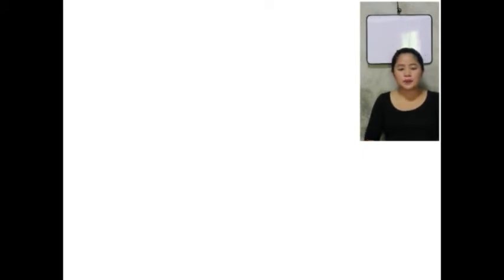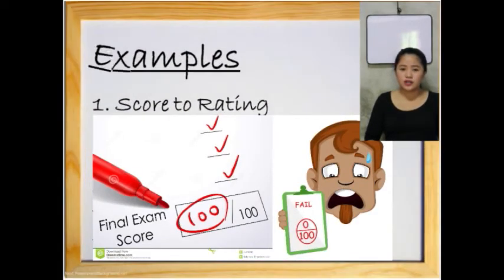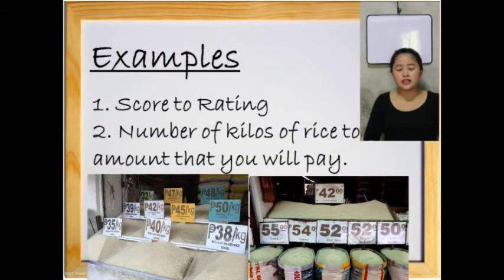So one good example is the score to rating. If you get a high score, of course, it will result in a high rating. But if you get a low score, it will also result in a low rating. The next example is the number of kilos of rice to the amount that you will pay. For example, 1 kilo is worth 40 pesos. But if you buy 3 kilos of rice, that will be worth 120 pesos. So the first quantity increased, the second also increased.